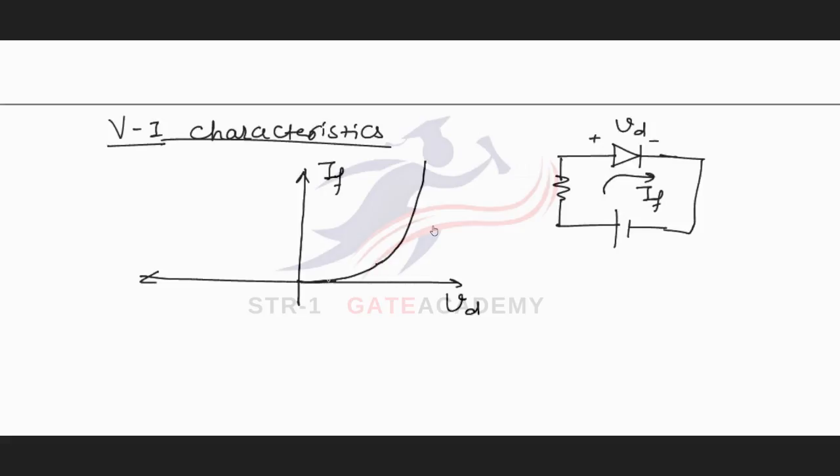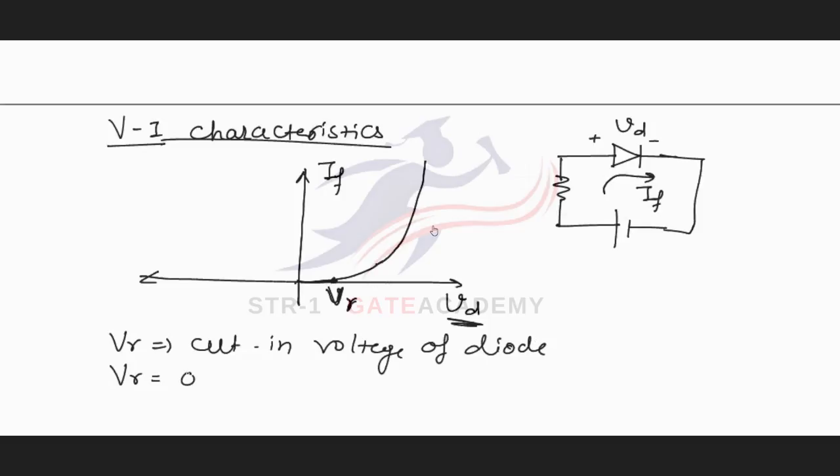The current through diode is nearly equal to 0 unless the electric field across the junction is overcome by the applied electric field. So the current through diode up to certain voltage Vd will be nearly equal to 0. So this voltage will be defined as V gamma, called cut-in voltage of diode. And this cut-in voltage is nearly equal to 0.2 volt for germanium and nearly equal to 0.7 volt for silicon.